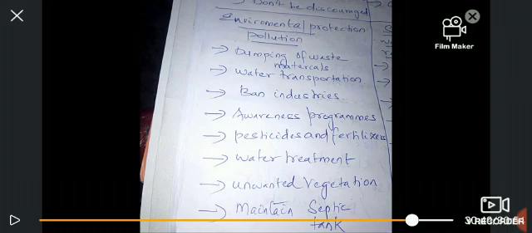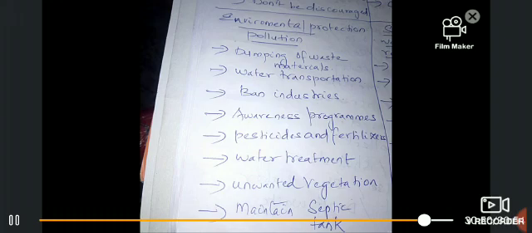Next, here for environmental protection or pollution, I have given some keywords for that. Using that, you can elaborate them into imperative statements. Dumping of waste materials, water transportation, ban industries, awareness programs, pesticides and fertilizers, water treatment, unwanted vegetation, maintain septic tank.